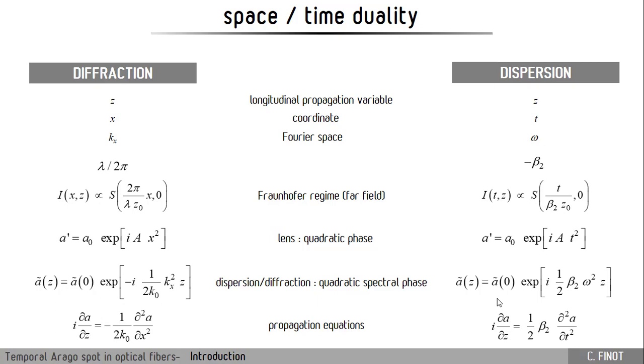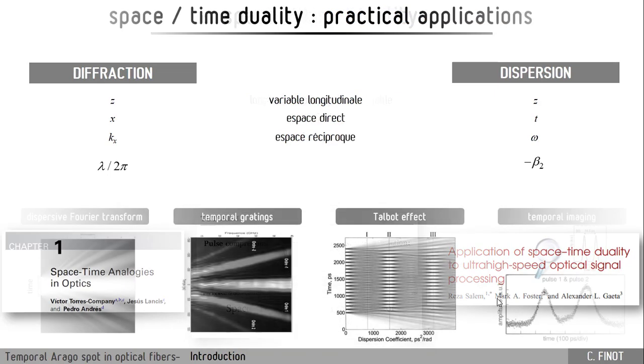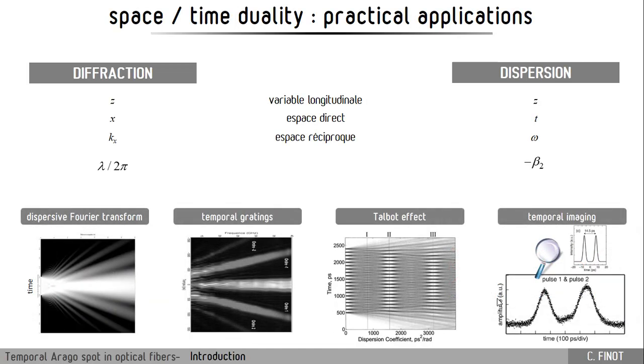So it is quite well known, and if you want some more details, you can go to these different reviews that are very well made. And it also has practical applications. Here I have only mentioned a few of these practical applications. Here is the dispersive Fourier transform. It has also been used to make temporal gratings, to reproduce the Talbot effect in the temporal domain, and we can also use the temporal lenses to make temporal imaging and very nice things to magnify temporal events.